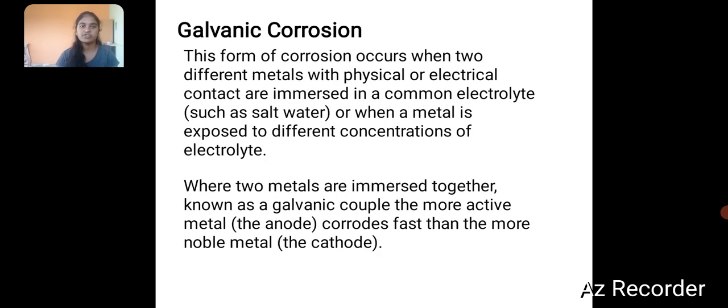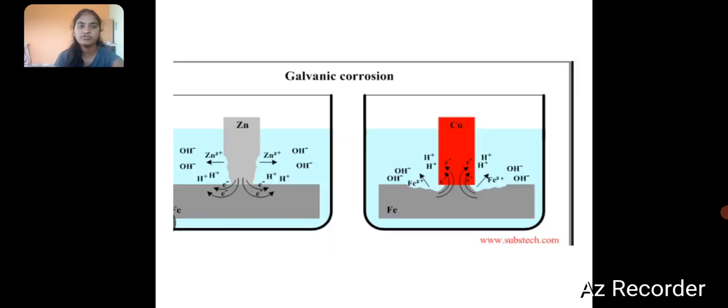Galvanic corrosion. This form of corrosion occurs when two different metals in physical or electrical contact are immersed in a common electrolyte such as salt water, or when the metal is exposed to a different concentration of electrolyte where two metals are immersed together, known as a galvanic couple. The more active metal, the anode, corrodes faster than the noble metal, the cathode. Here you can see the galvanic corrosion, how it occurs. Here they have taken zinc and copper.